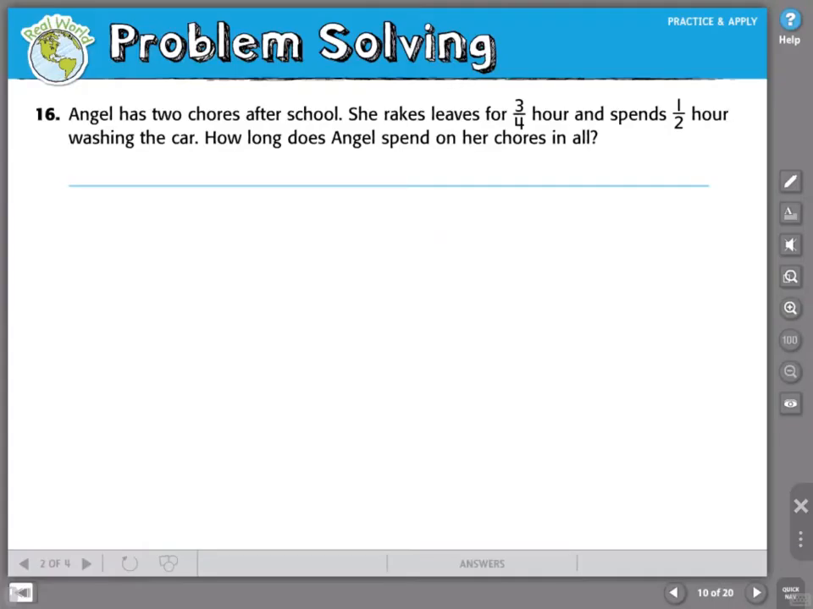Let's try it with a word problem. Angel has 2 chores after school. She rakes leaves for 3/4 of an hour and spends 1/2 hour washing the car. How long does Angel spend on her chores in all? So we have 3/4 of an hour plus 1/2 of an hour. Let's use our graphic organizer to help us.